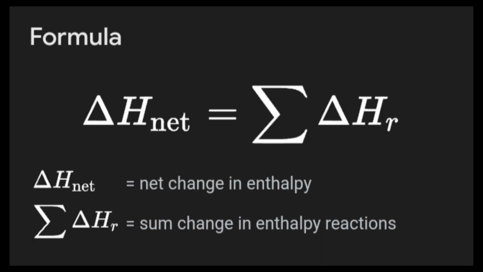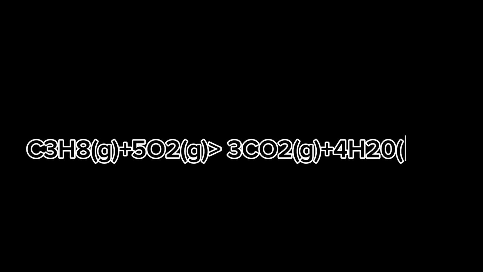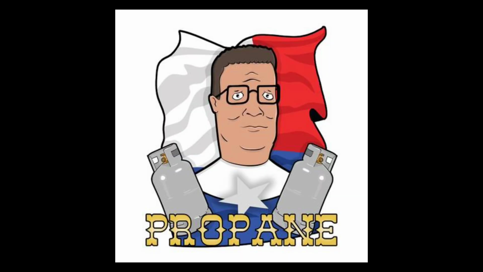The equation is the net change in enthalpy, which equals the sum of the change in enthalpy of the reactions. The equation for propane is C3H8(g) plus 5O2(g) to 3CO2(g) plus 4H2O(g). What more can I say, honestly? It's the Hank Hill chemical.